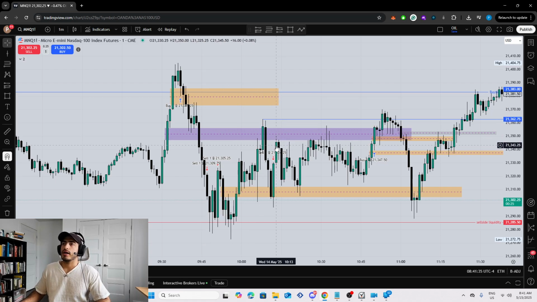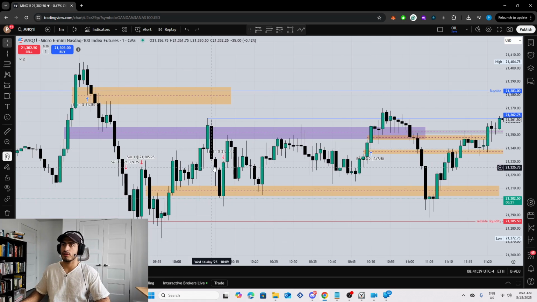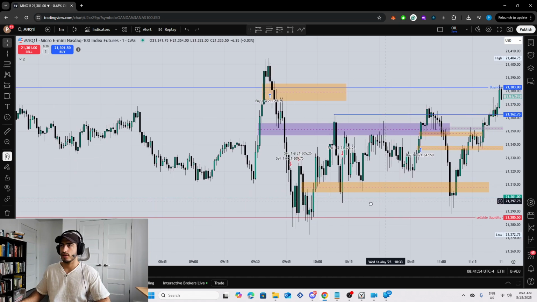So I entered on a second position over here because I thought there were two consecutive bearish fair value gaps to the downside, and I thought this was a continuation of a break in market structure to the downside, but it was not.